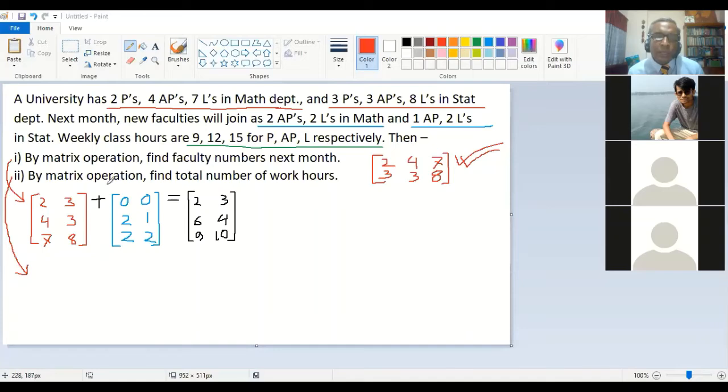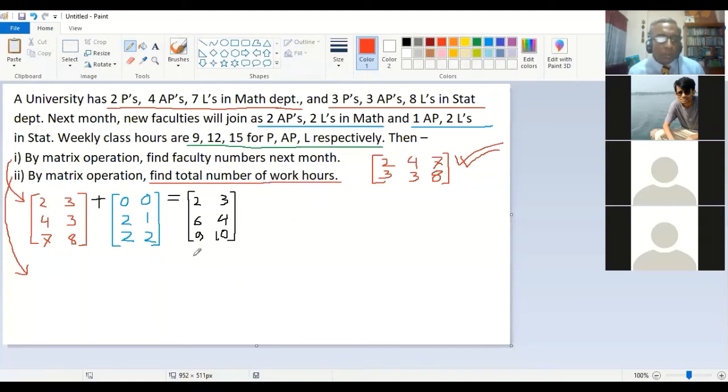So how many professors you have and how many assistant professors you have, there is a list. If you know one professor will take 9 classes, what will be the total number of class hours in a week in that university? That is the question. Find the total number of work hours.